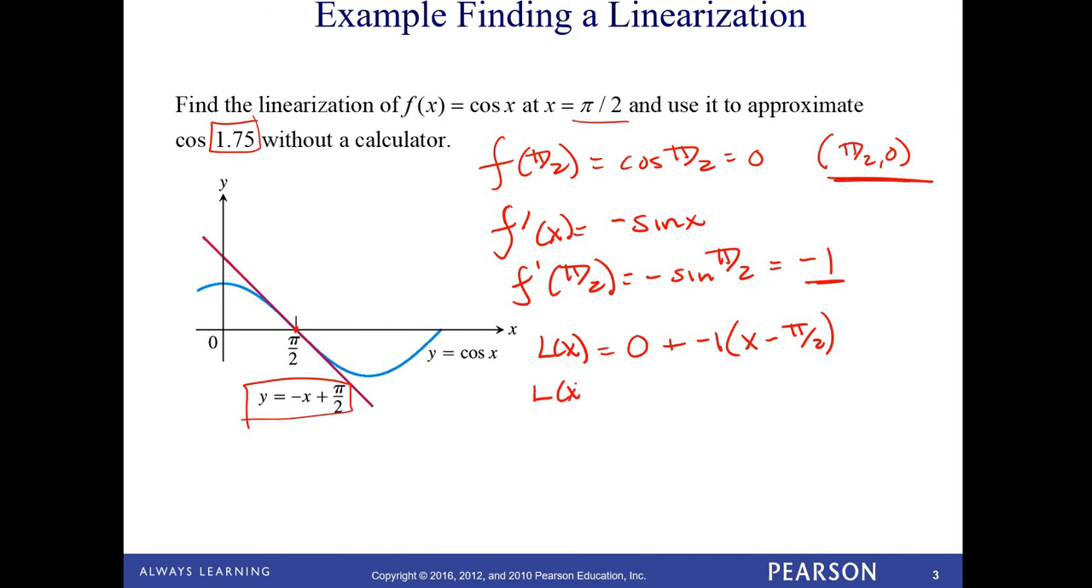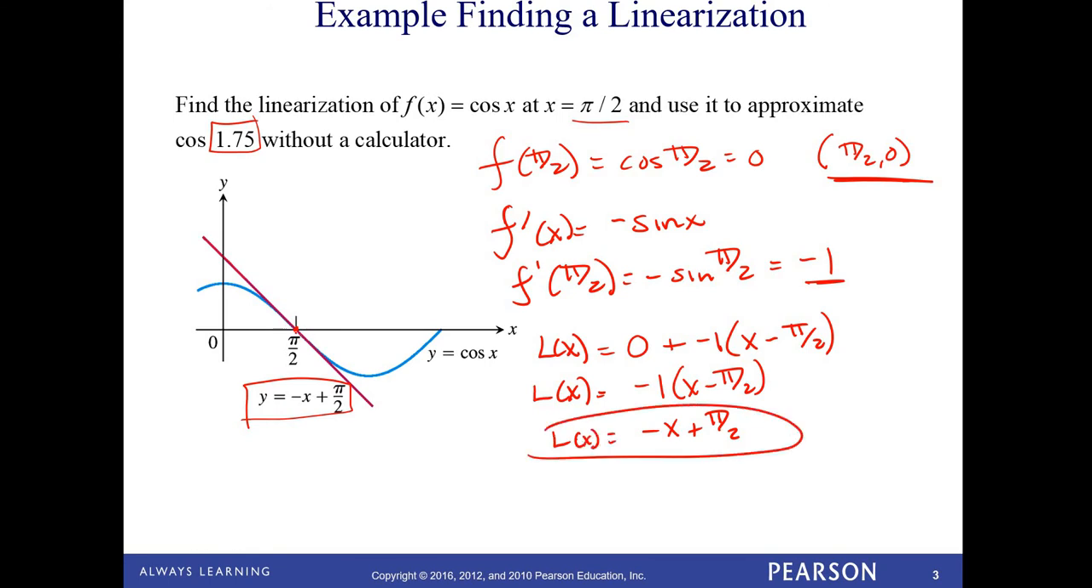Cleaning this up just a little bit, L of x equals... oops, I don't need to write the 0. That's what I was trying to do, clean it up. L of x equals negative 1 times x minus pi over 2, or we could just say negative x plus pi over 2. So that's the equation of the line tangent to this graph at the point of tangency. I can use this equation to approximate any function value as long as I stay relatively close to pi over 2.